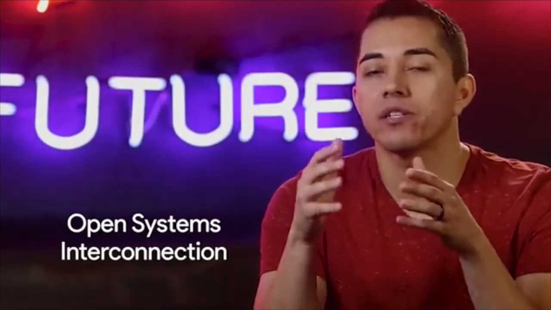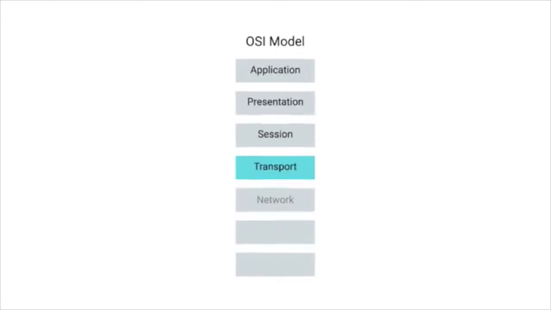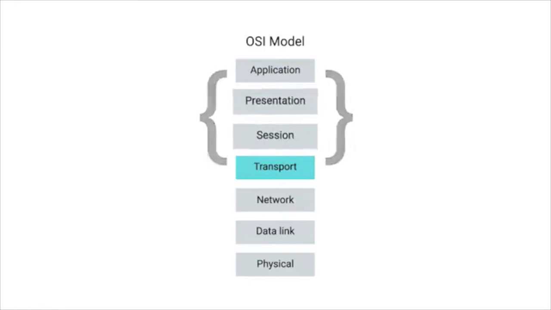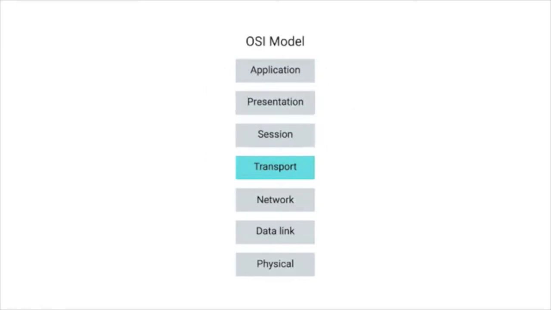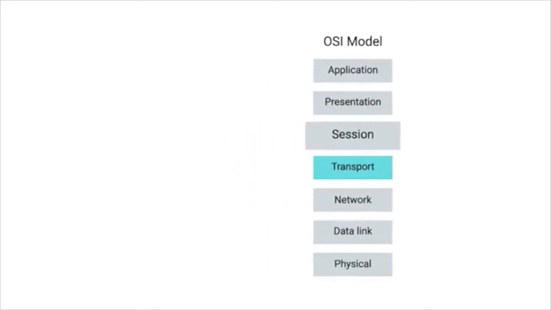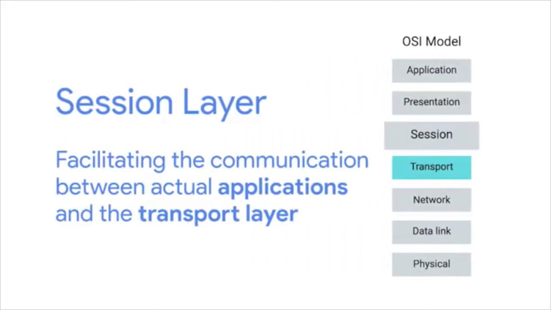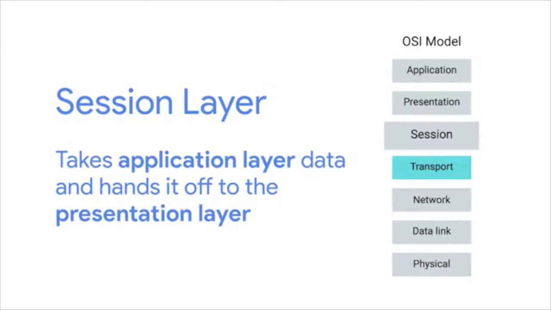This model is important to understand with our 5-layer model because it's the most rigorously defined. That means it's often used in academic settings or by various network certification organizations. The OSI model has 7 layers and introduces 2 additional layers between our transport layer and our application layer. The 5th layer in the OSI model is the session layer. The concept of the session layer is that it's responsible for things like facilitating the communication between actual applications and the transport layer. It's the part of the operating system that takes the application layer data that's been unencapsulated from all of the layers below it and hands it off to the next layer in the OSI model, the presentation layer.